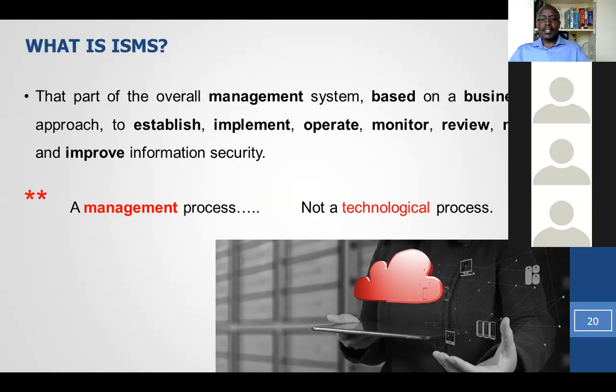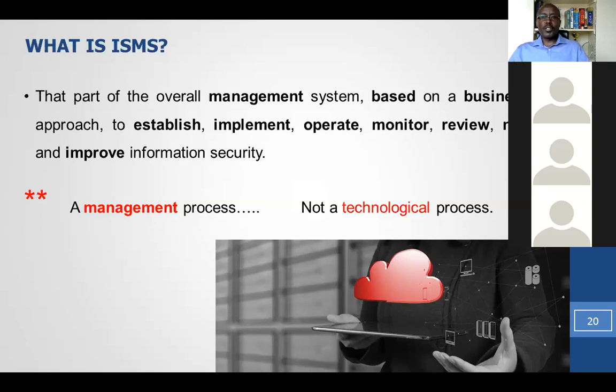And being a management system, I want you here to think of it as the equivalent of a quality management system, because many people are familiar with ISO 9001, which is a standard that is normally used to implement quality management systems. So what we have is an information security management system.